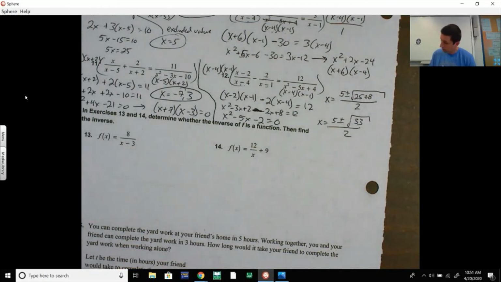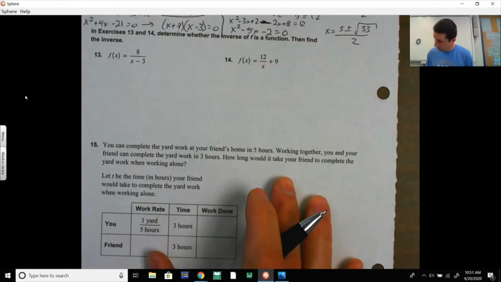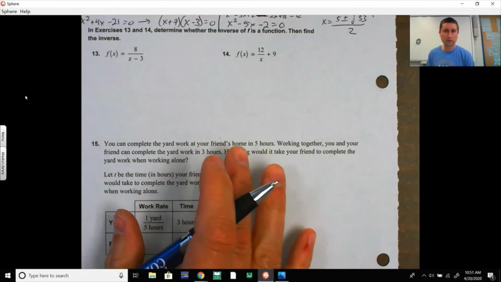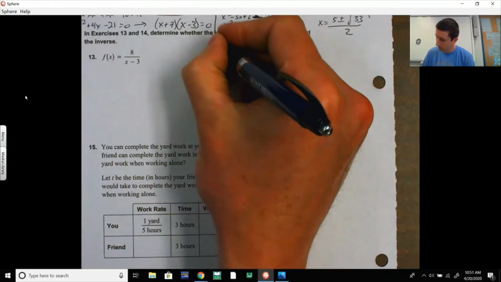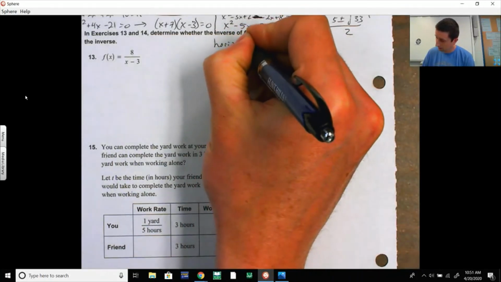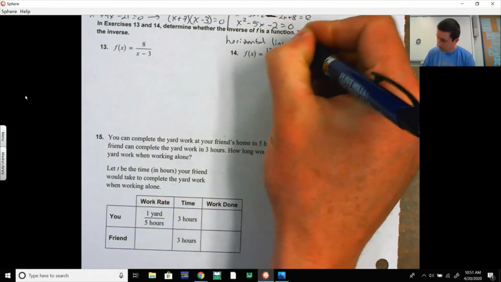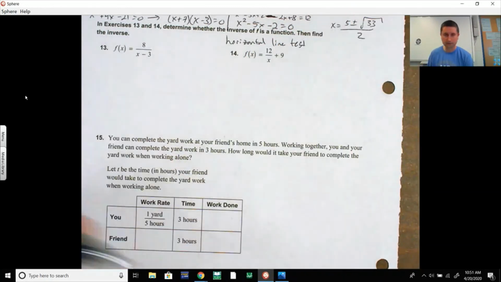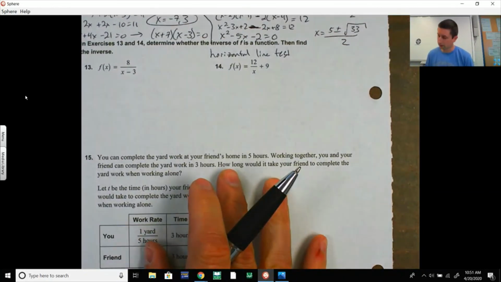Okay, now that's what your assignment's going to be over. A few extra things. Determine whether the inverse of f is a function. If you remember the horizontal line test, that's where you get to use this. So you can graph it and then find out that the inverse is a function.